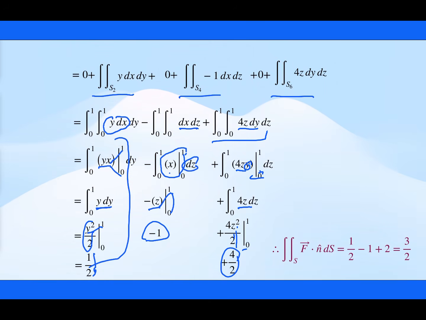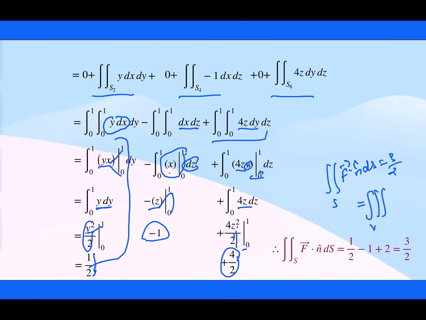So I got the answers here. What are the answers I have? I have half, minus 1 and 4 by 2. I just add that: half minus 1 plus 4 by 2 gives half plus 1, which is 3 by 2. So we just proved that the double integral over S of f dot n cap dS is 3 by 2, which is nothing but your triple integral over V of del dot f vector dV, which has been proved earlier. So this proves the Gauss divergence theorem.